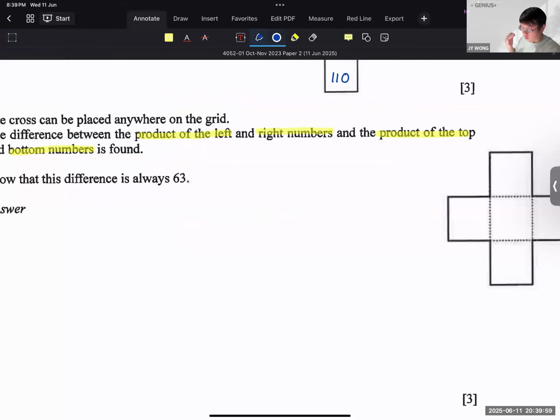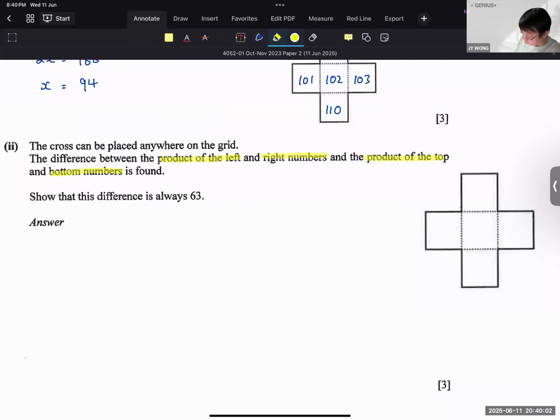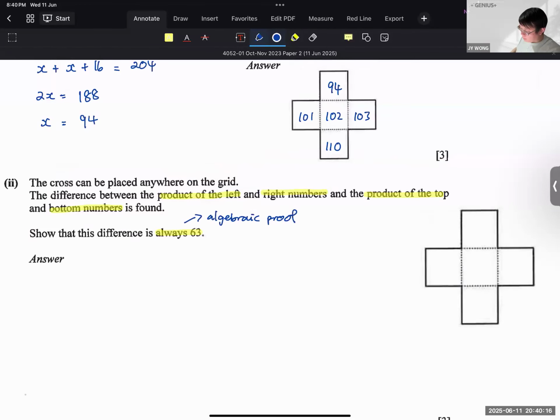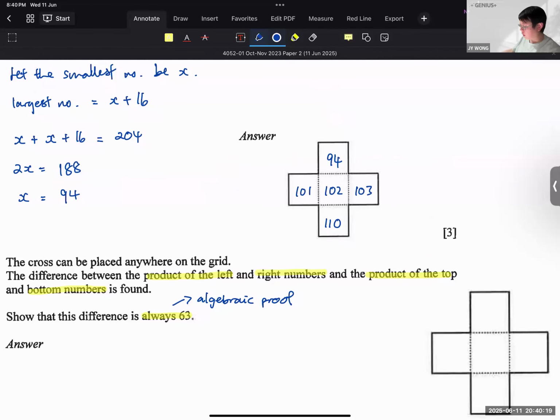Again, this kind of question must always be solved using algebra. Okay? It must be algebraic proof. If you show using only numbers, which is what a lot of students do for this kind of question, so you tell me, oh, I show that 101 times 103 and 94 times 110 will always give me a difference of 63. You will get 0. Because all you have shown is for one particular case, not for all values of numbers. So to show that a difference is always 63, it can only be solved algebraically.